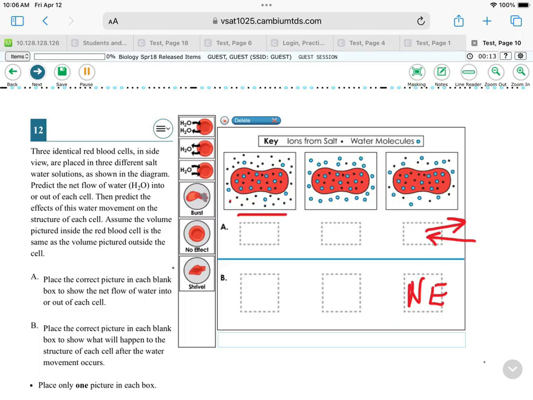I look at this one next because it's easy for me to remember that salt makes jerky. Obviously there's a lot more salt outside this cell than inside it, which means we're making jerky here. It's going to draw water out of the cell, so this cell is going to shrivel. And this one is in fresh water. If you put something in fresh water, think about our constantly peeing fish. Water's going to flood into this cell, and it's going to burst.